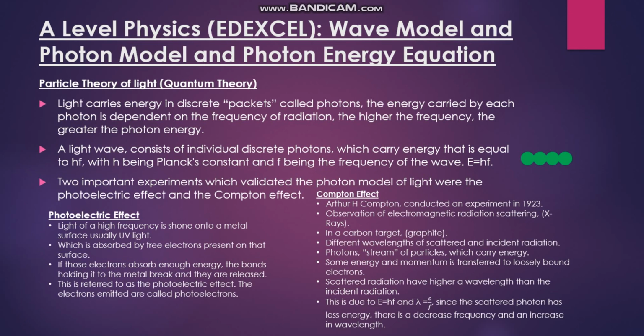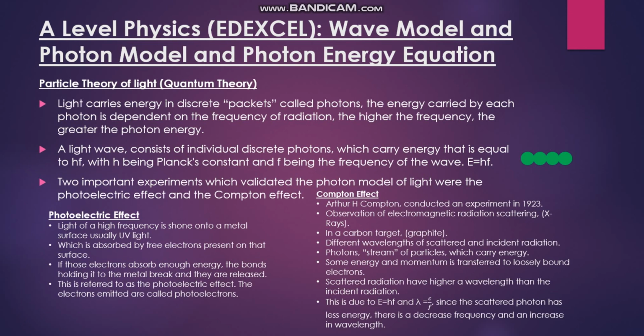So here we have a light wave represented by the following green circles. And each of those green circles is an individual photon which consists of a specific energy that is equal to hf, with h being Planck's constant, which has a value of 6.63 times 10 to the negative 34 joules per second, and f being the frequency of that wave. So the photon energy can be represented mathematically as E equals hf.